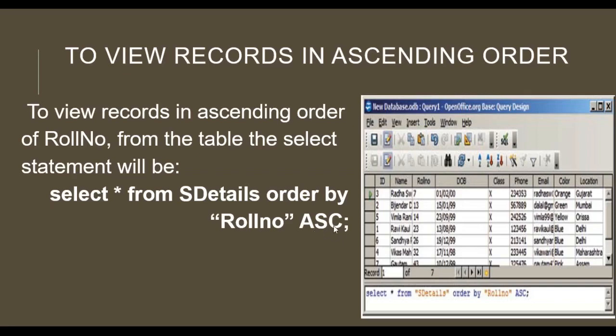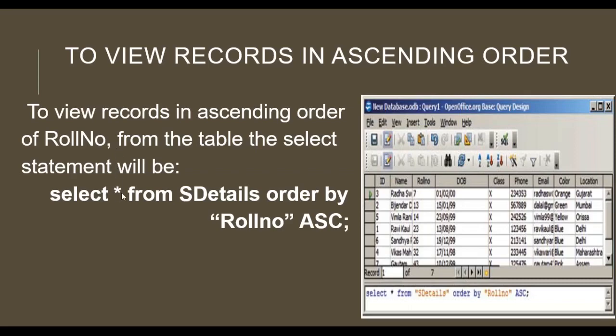This is the statement, that is your DML statement, to view records in ascending order. By default, the order is ascending. So without giving this ASC, if I give roll number alone, your data will be arranged in ascending order itself. It's not in descending order. The default order of the select statement is ascending order itself.